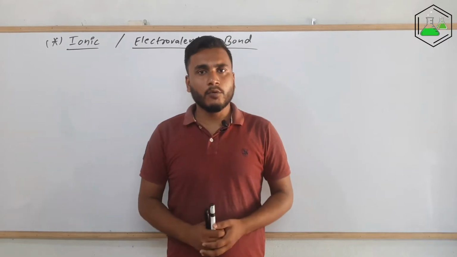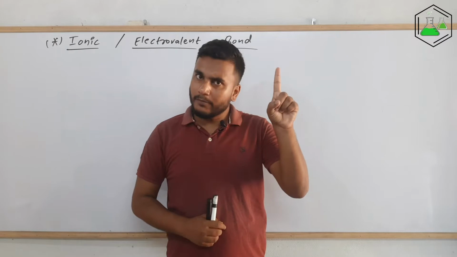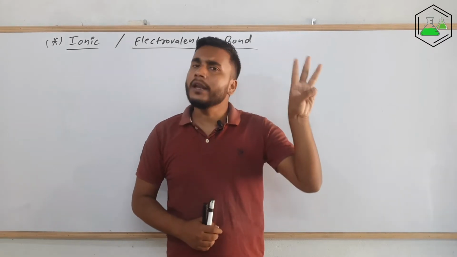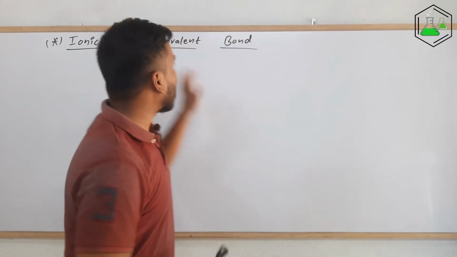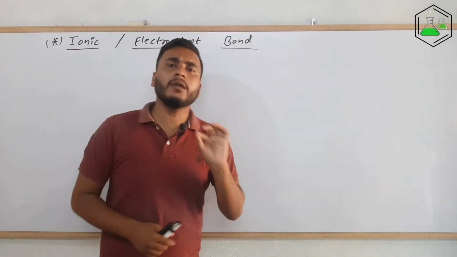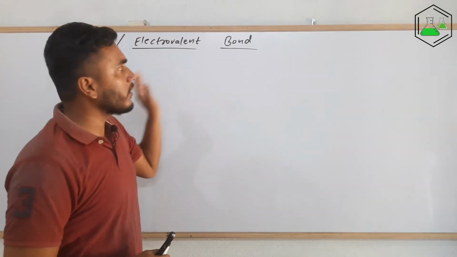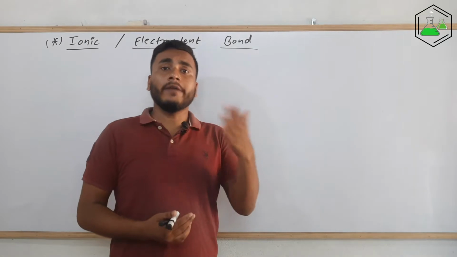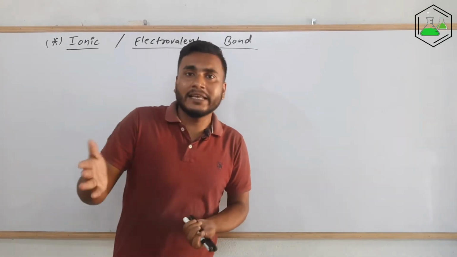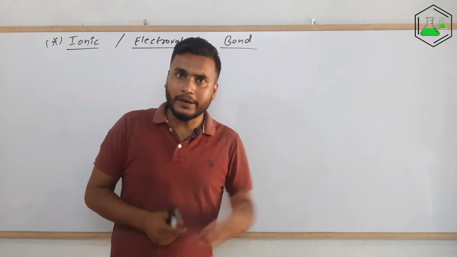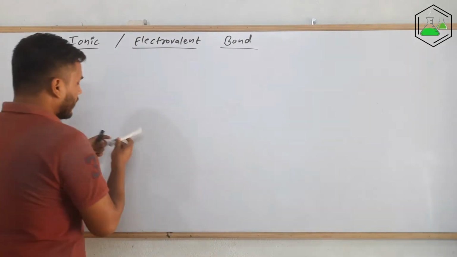There are three types of bonds. They are ionic or electrovalent bond, covalent bond and coordinate covalent bond. And among them, this ionic or electrovalent bond is very important to understand. This bond is formed by complete transference of electron from the outermost shell of one atom to another atom. Let me write the definition of it.